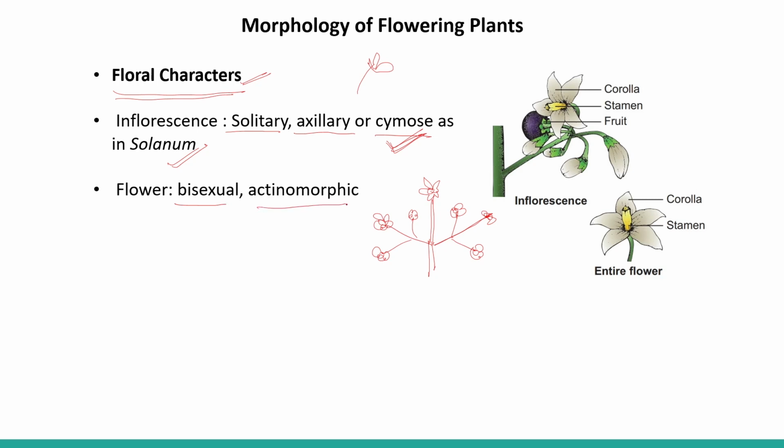Bisexual flower and actinomorphic. So bisexual flower, why? Because both the male and female reproductive parts are present on the same flower. And actinomorphic. Actinomorphic means the flower can be divided by any number of axes into two equal halves. So actinomorphic.